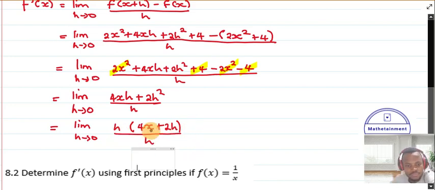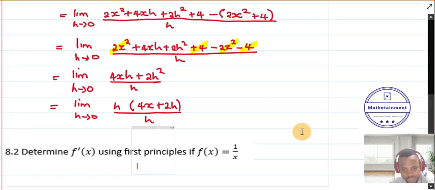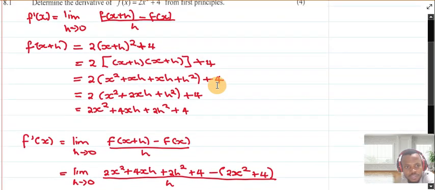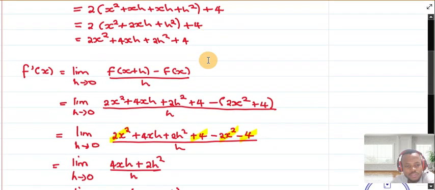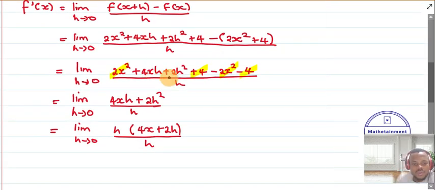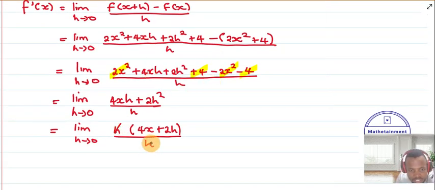Okay, right? So from here, okay, from here when these two cancel, this one and this one cancel, you are left with a limit as h approaches 0 of 4x plus 2h.